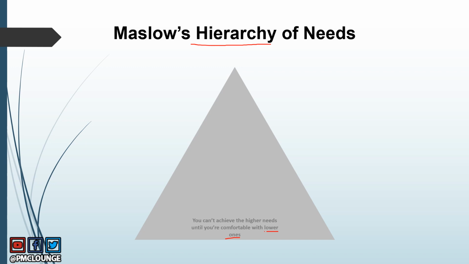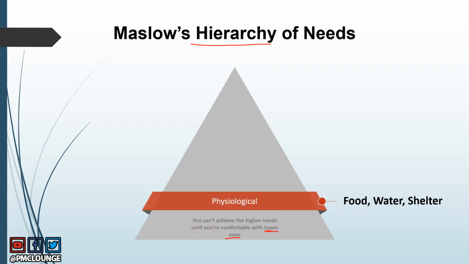So obviously the first level, the first entry in the hierarchy is going to be the most basic need of every human being, and that is physiological needs, which means the need for food, water, shelter. Obviously, this is the most basic thing every human being would want.